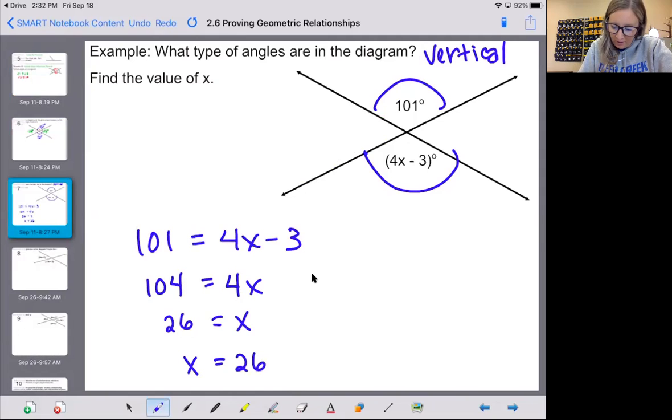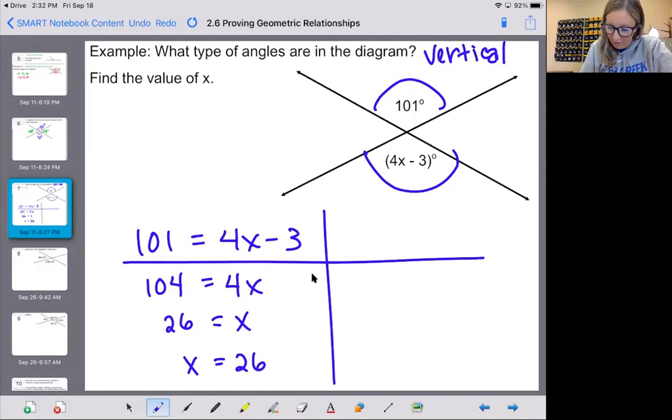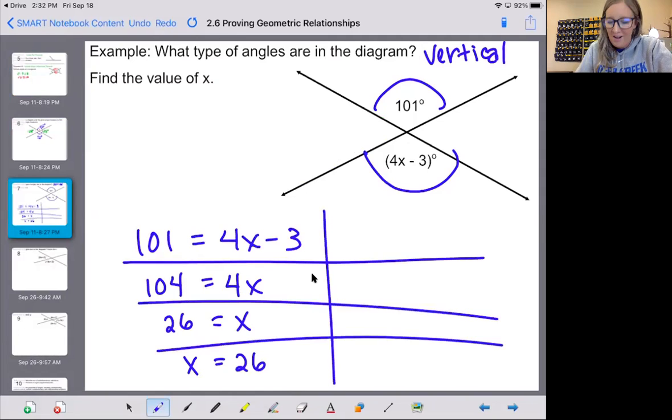Now, if I wanted to, I could have made this into a proof, right? Could have had all these lines here on a proof. This would be my given. The next line would be addition property of equality. The next line is division property of equality. And then the last line there would be the symmetric property of equality.